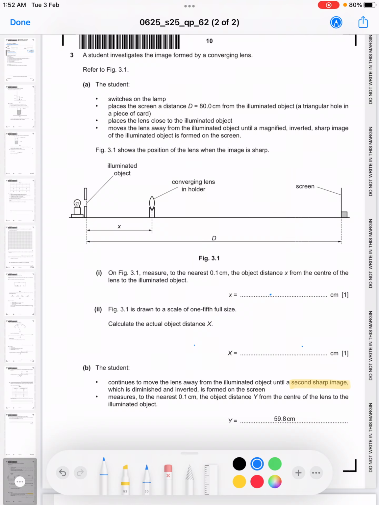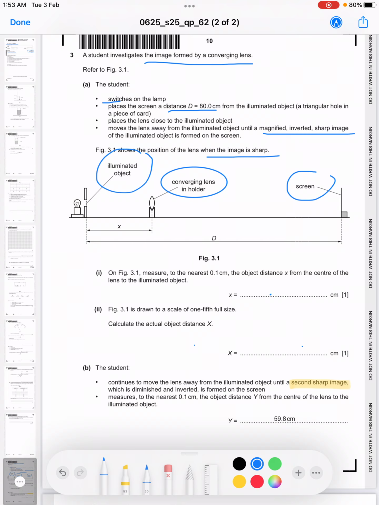Let's start it. A student investigates an image formed by a converging lens. The student switches on the lamp, then we have placed the distance d, 80 centimeter, from the illuminated object. So here you can see we have the converging lens, we have the screen, we have the illuminated object, and then on the screen obviously we get the magnified inverted sharp image of the illuminated object. Figure 3.1 shows the position of the lens when the image is sharp.